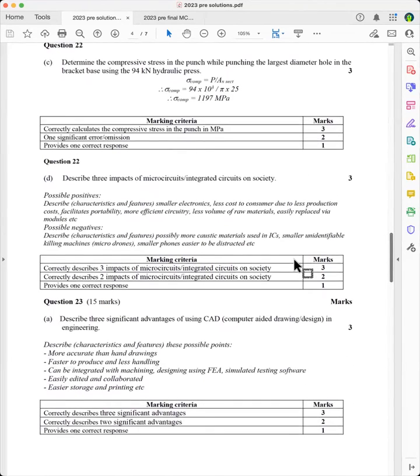Describe 3 impacts of microcircuits, or integrated circuits, on society. So you've got to describe. You just can't say smaller electronics. You've got to qualify that, so it's less cost to consumers due to less production costs, and put possible negatives. That question was done quite well.